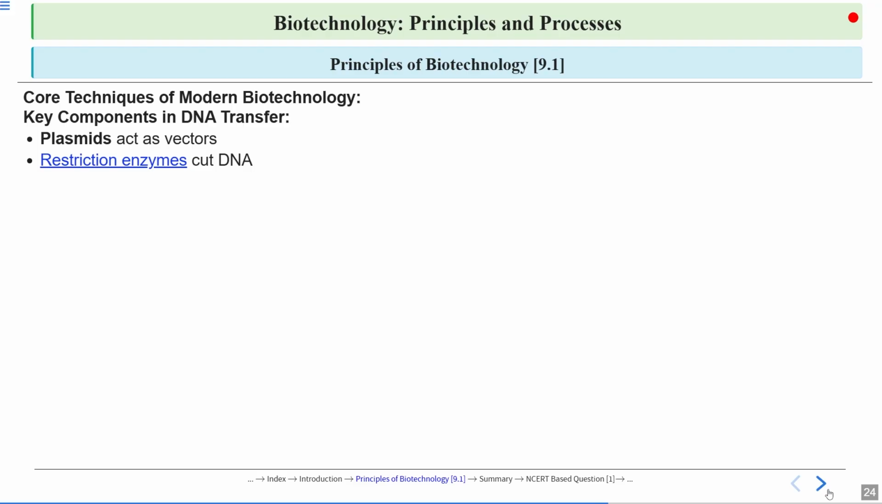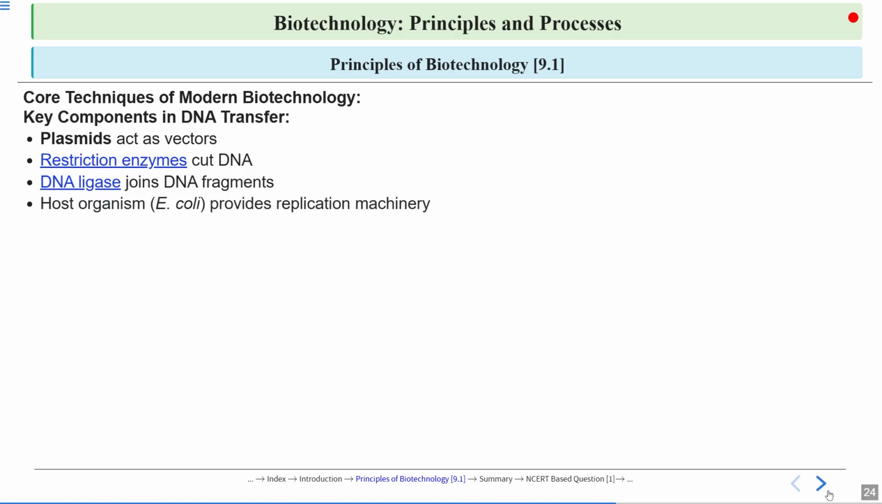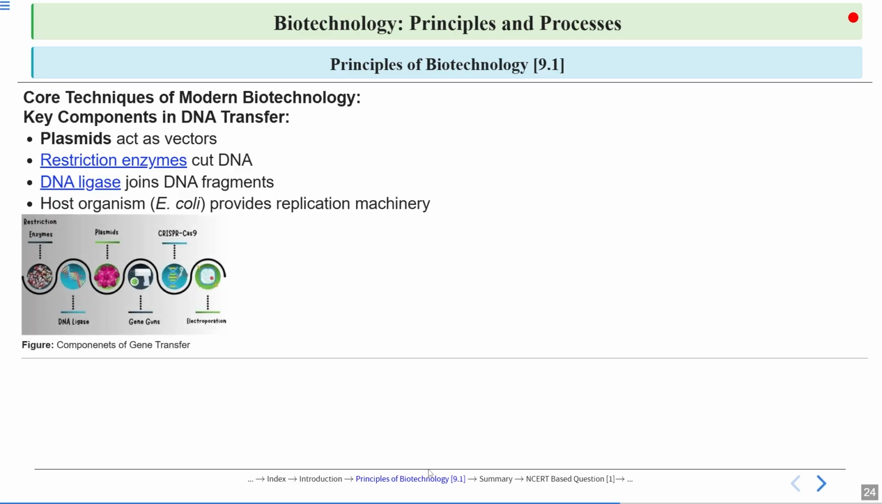As I said, we will again use a restriction enzyme to cut the DNA, and we will use DNA ligase to join the DNA fragments, and here the host organism was E. coli, which provides the replication machinery. Restriction enzymes, DNA ligase, plasmids, gene guns, CRISPR-Cas, electroporation, these are the things that we're going to talk about in upcoming slides, in upcoming classes.